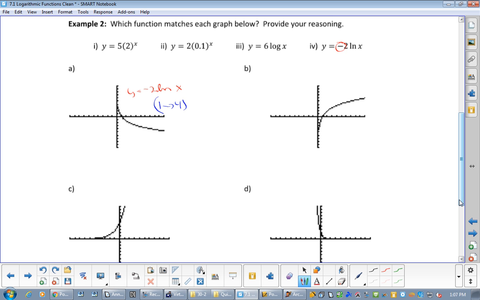Okay, what is B? Why? It's a log function, for sure. Okay. And it's positive, is it? Right? So this will be y equals positive 6 log x.